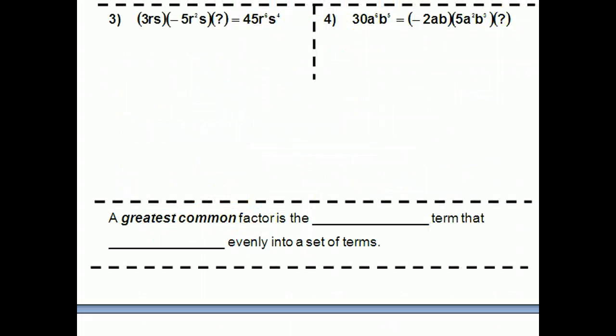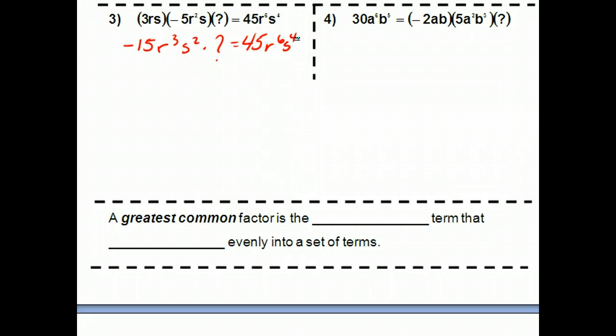Okay, so let's try one that's a little trickier. Here we've got 1, 2, 3 factors that multiply to one product. So to find our missing piece, let's put these two factors together. So I'm going to multiply those two together. So it's going to be minus 15. 3 times minus 5 is minus 15. Okay. r times r squared gives me r cubed. And s times s gives me s squared. That times my question mark is going to give me 45r to the 6 s to the 4.